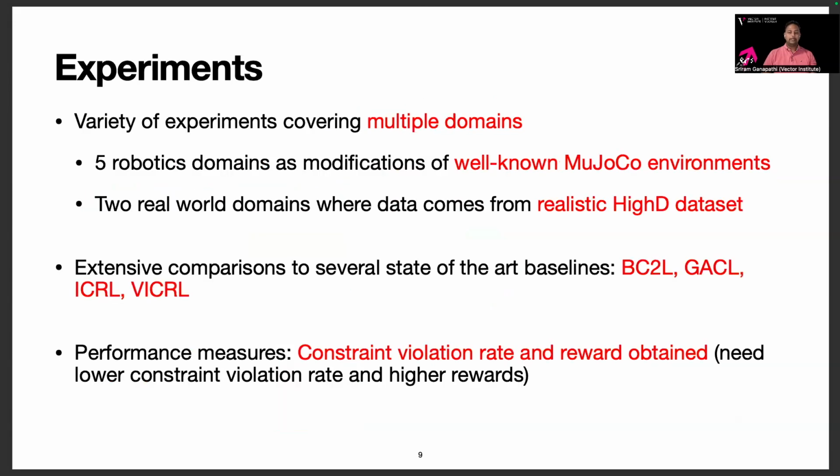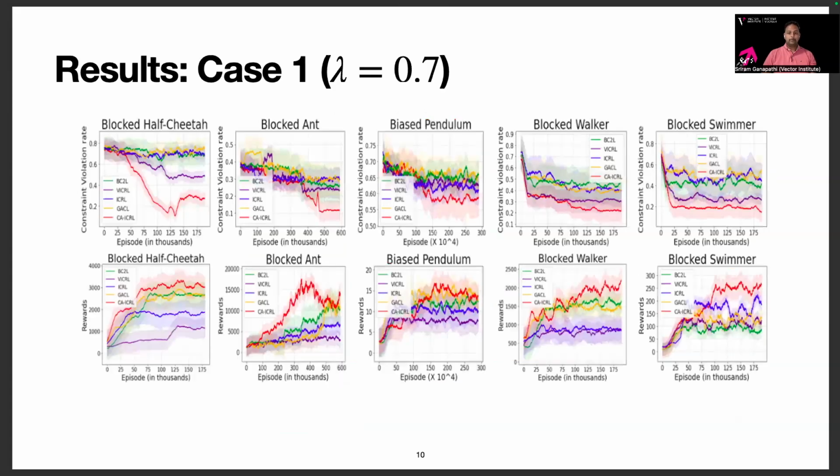We conduct an elaborate set of experiments covering multiple domains. We use 5 robotic domains, which are modifications of the well-known MuJoCo environments. Further, we use 2 real-world domains where data comes from realistic highD driving datasets. We perform extensive comparisons to a set of 4 state-of-the-art baselines: BC2L, GACL, ICRL, and BICRL. We use constraint violation rate and reward obtained as performance measures, where we want algorithms to obtain high rewards with low constraint violation rates.